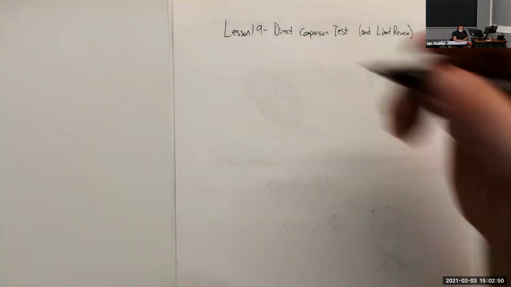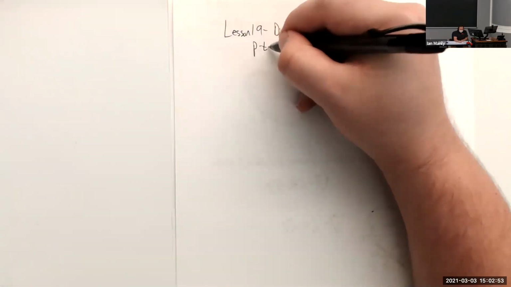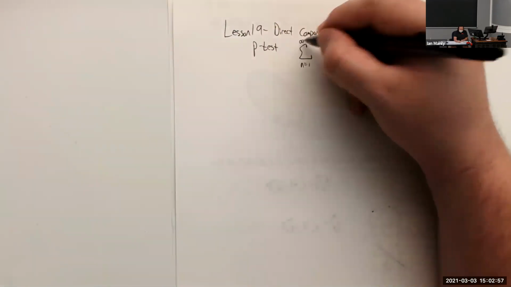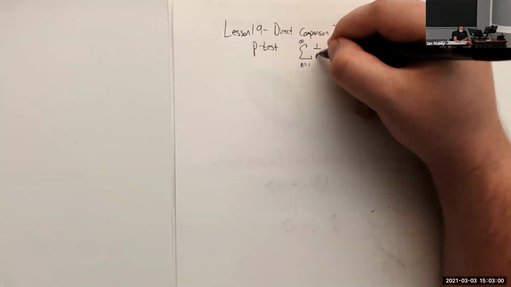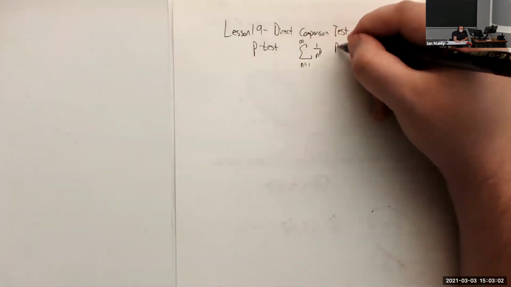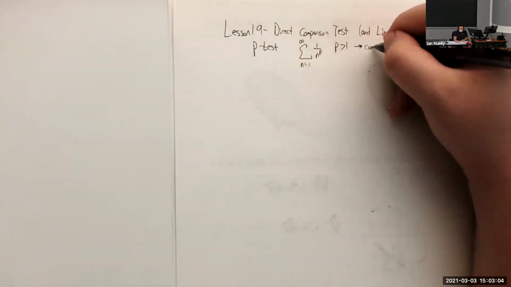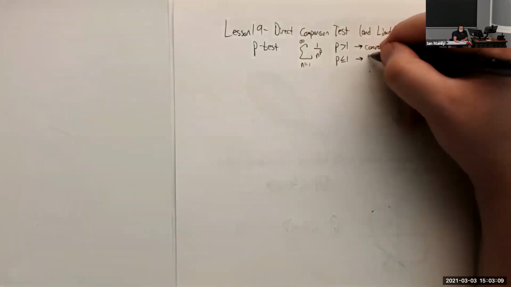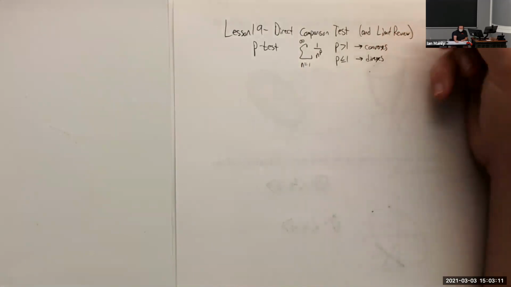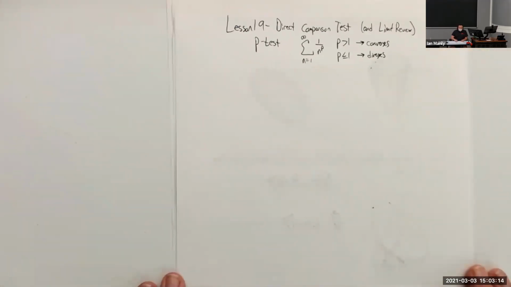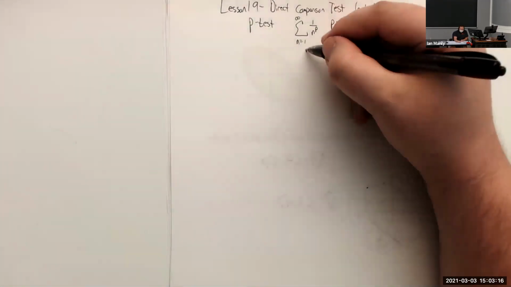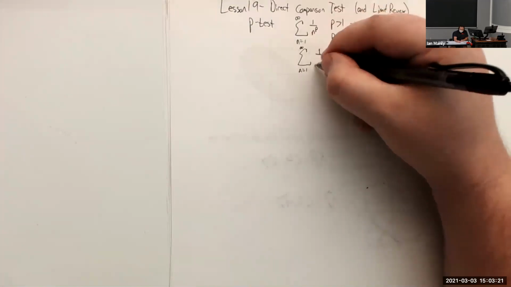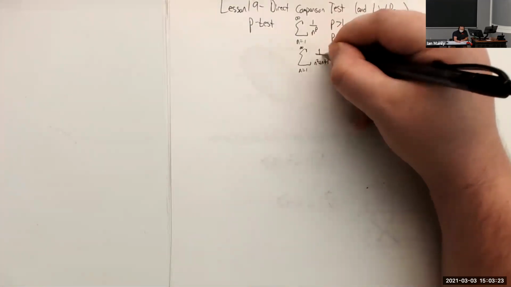Well, last time we learned about the p-test, right? So the p-test said if we have a series that looks like this, the sum from 1 to infinity of 1 over n to the p, if p is greater than 1, the series converges, and if p is less than or equal to 1, the series diverges. Okay, that's all well and good, but then what if I look at a series like this? 1 over n squared plus n plus 1.